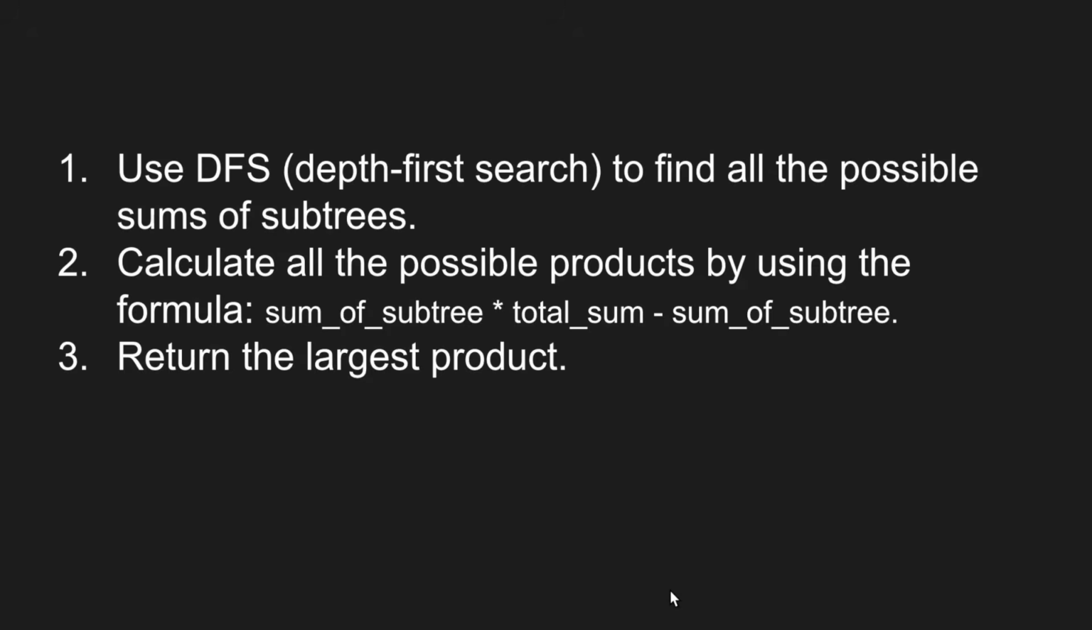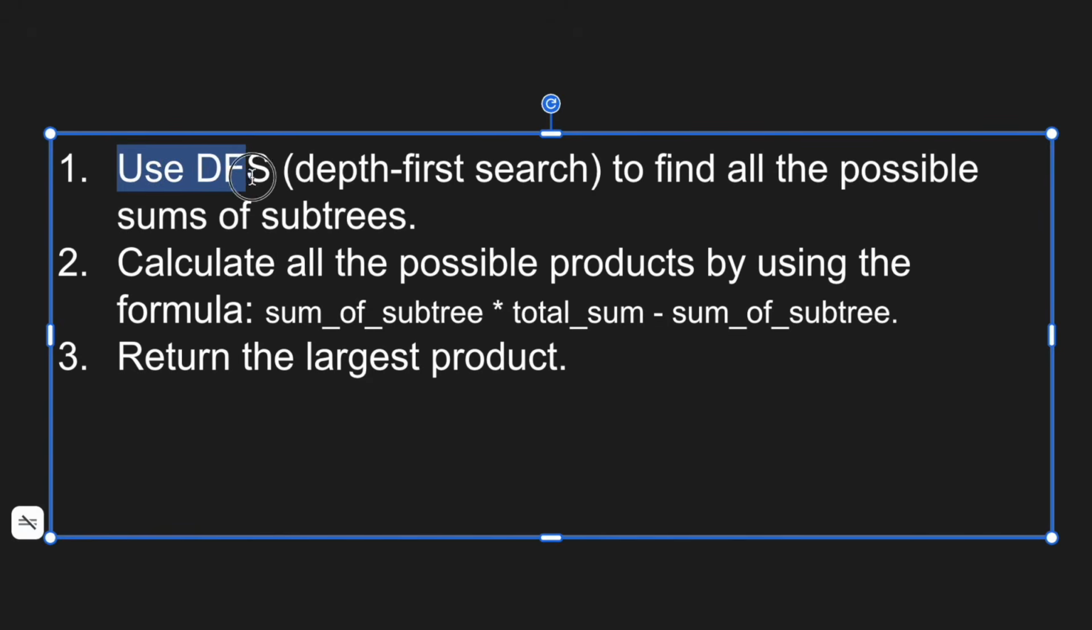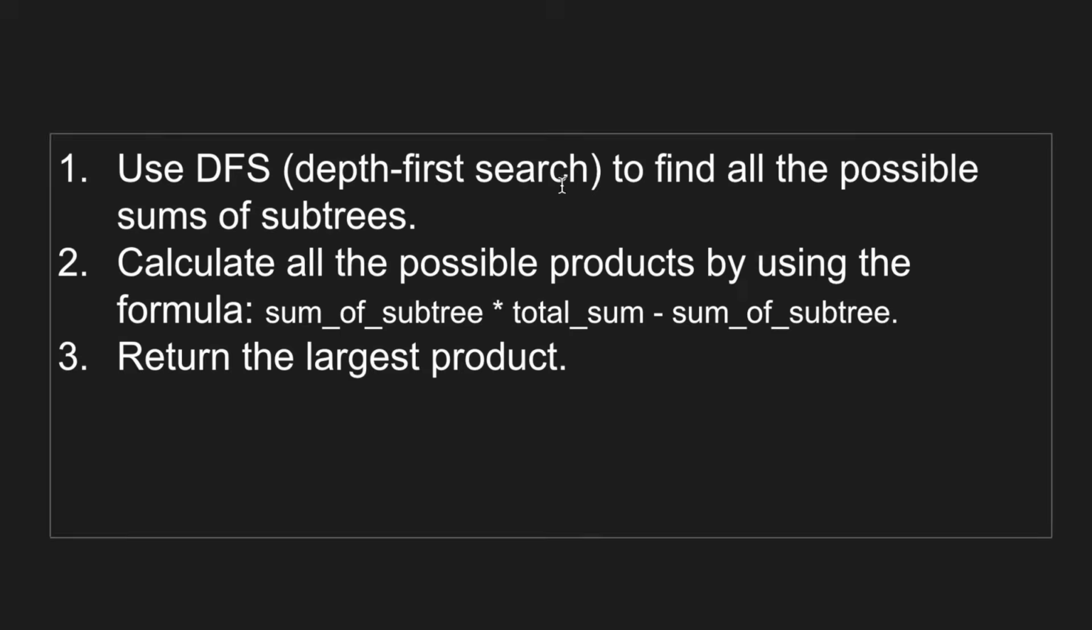So to solve this problem, we will split into a few steps. The first step is we will use DFS or depth first search to find out all the possible sums of the subtrees. So if we have a tree, we will start from its root and we will search downwards. And as we go downwards, we will calculate the sum of all the subtrees and we will add it into an array to keep track of all the sums.